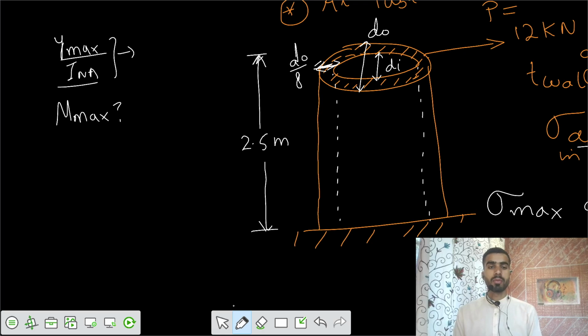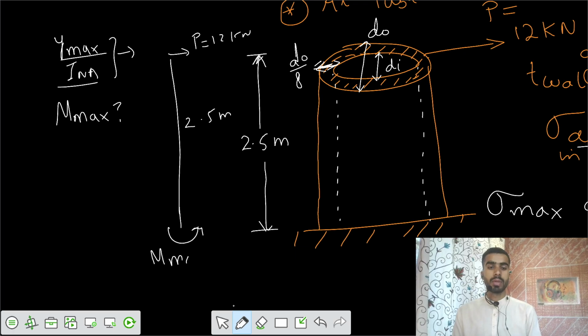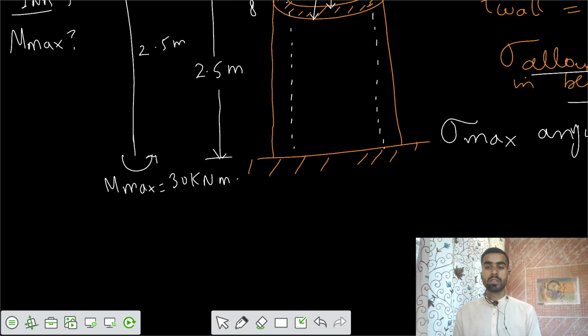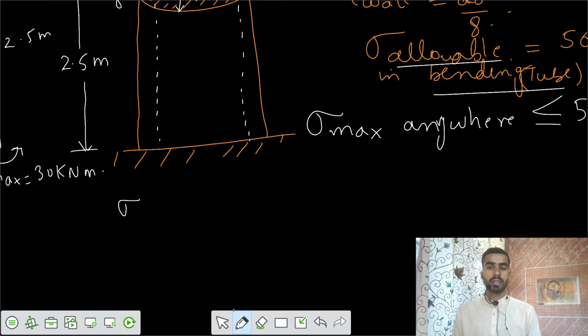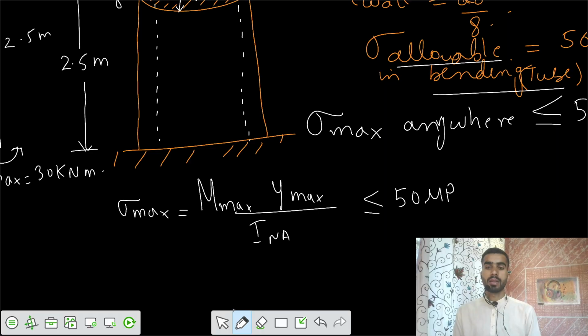So we know that maximum moment would be at the end side, that if you apply a load of P equals 12 kilonewton for a length of 2.5 meter, the moment developed, moment maximum, would be equal to 30 kilonewton meter. So we can say sigma max equals M max y max by I neutral axis, and that should be less than or equal to 50 megapascal.